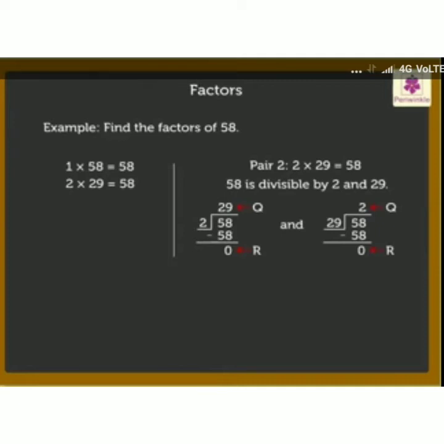So I am checking 2. If I divide 58 by 2, I will get 29. So 29 times 2 gives 58, and the remainder is 0. So 29 into 2 is equal to 58. Can we find any other number? No. Only 2 and 29 will be the answer. So 1, 58, 2, 29 are the factors.